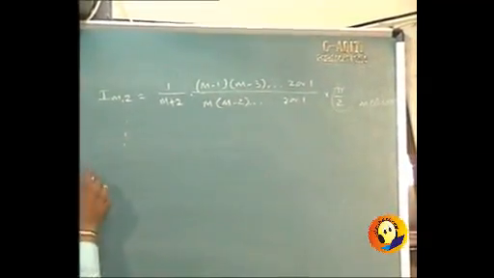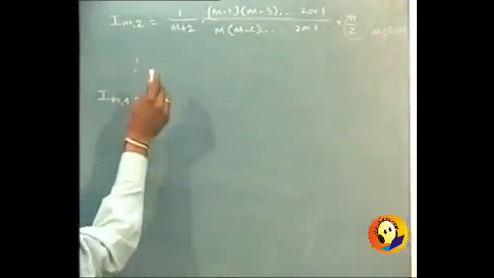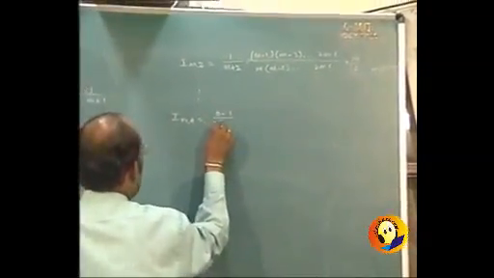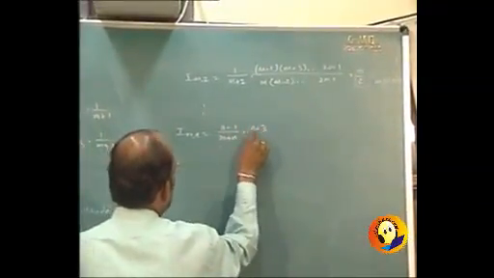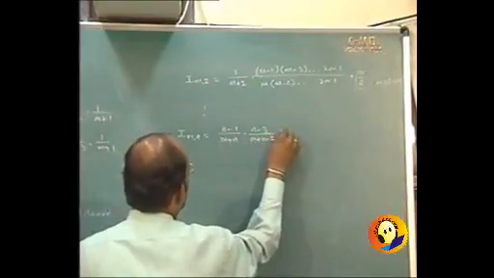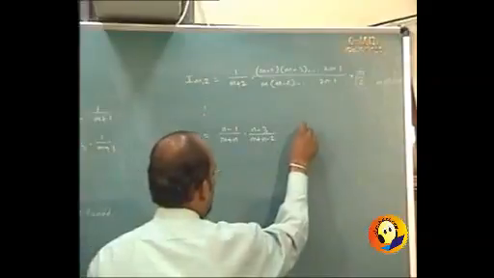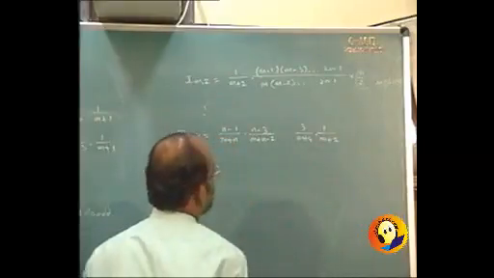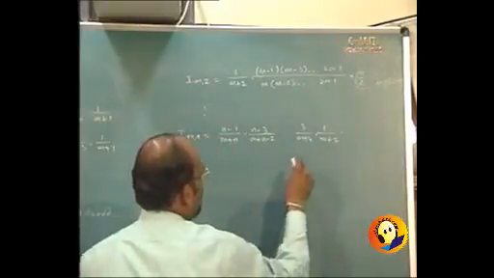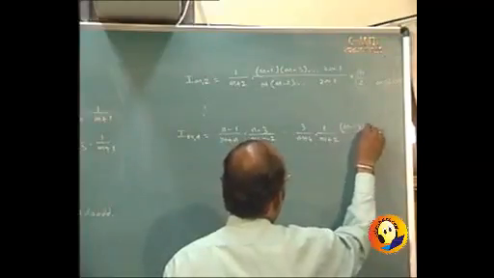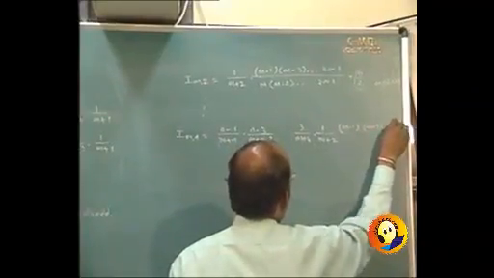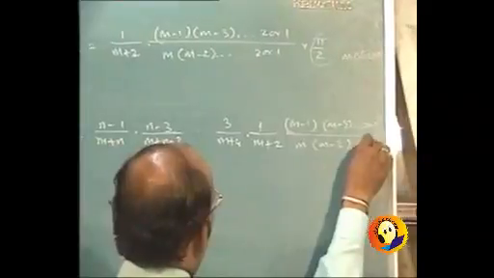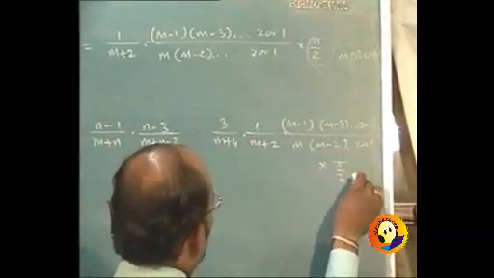So going back, I can write Imn is equal to n minus 1 upon m plus n into n minus 3 upon m plus n minus 2 etc. into 3 upon m plus 4 into 1 upon m plus 2 into m minus 1 into m minus 3 up to 2 or 1 divided by m into m minus 2 up to 2 or 1, and this is to be multiplied by pi by 2 when m is even.